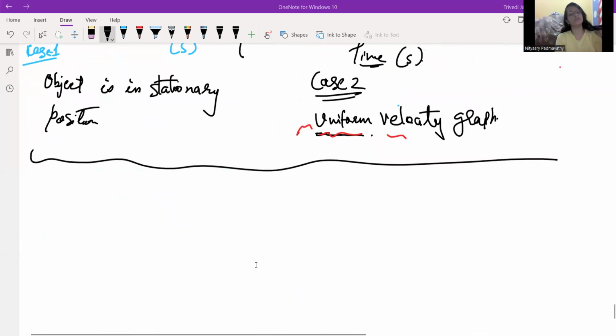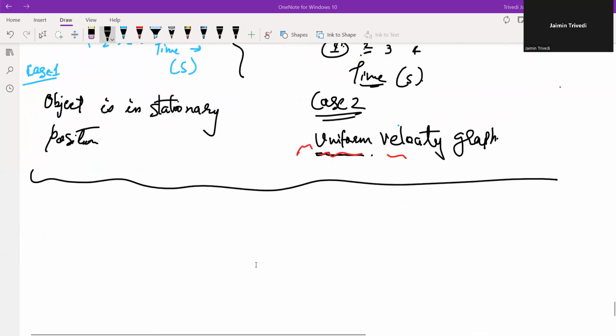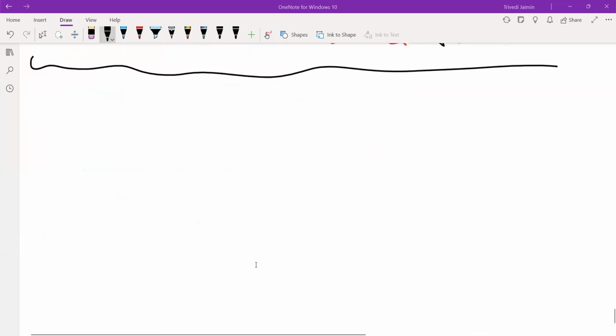Sir, from this, what questions can they ask? Wait, first understand the graph. I'll make questions also. Okay, next graph.